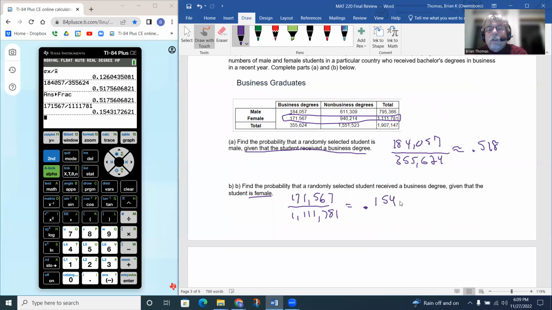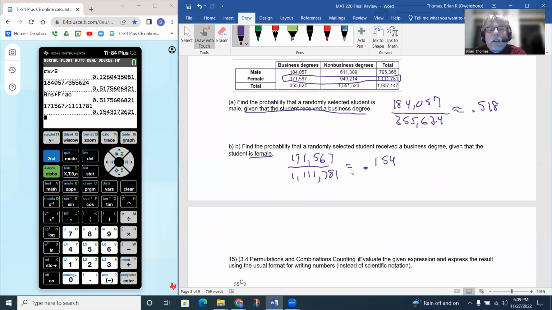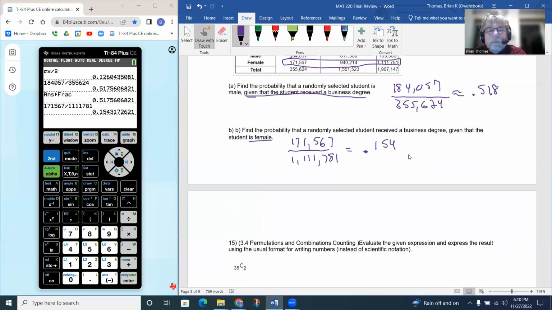15.154. So it's interesting, only 15% of the females surveyed actually earned a business degree. Most of them pursued a non-business degree. So that's how we would do that. Pay attention to the given. The given tells us what column we're going to be going in. Given that the student received a business degree, that told us we're focused on the business degree column. Given that the student is female, that's going to tell us to use the female row.